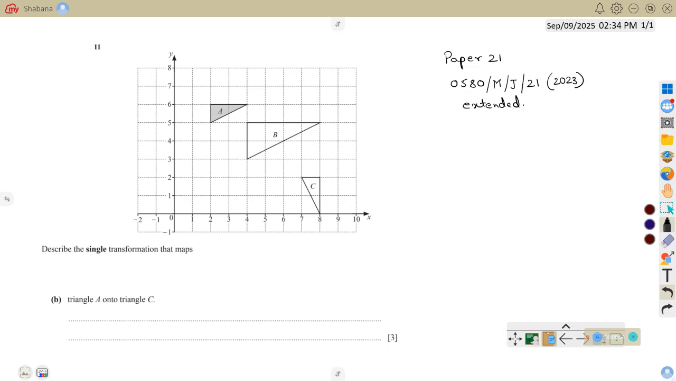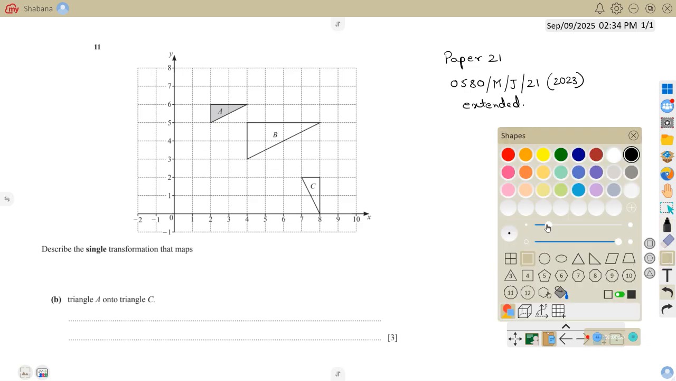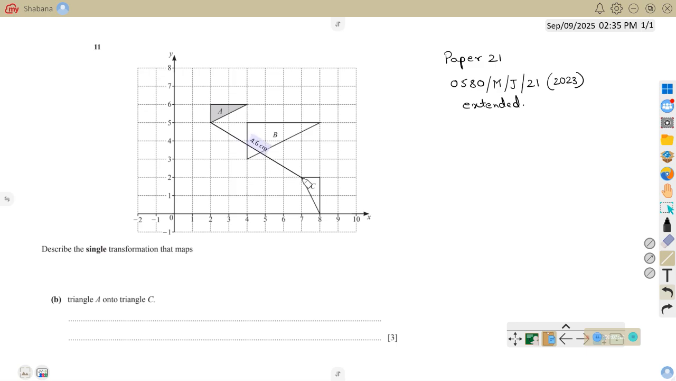So first of all you have to use your rulers and draw the straight lines to the two corresponding vertices of the given triangles. So A onto C, these two triangles. So the vertices which we are joining, you have to join using the rulers. I have the facility of the straight line, but you need to use your ruler. So this vertex to this vertex and this vertex to this vertex.